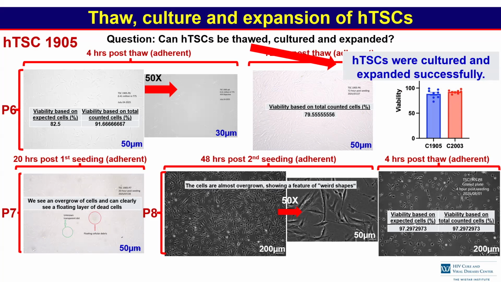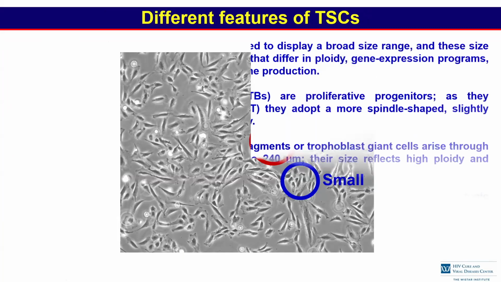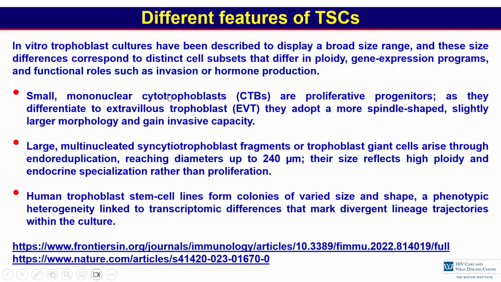One characteristic that we noticed was that when we look at the culture, we had cells that were very big and some cells that were still small. We looked a little bit in the literature, and other people have also reported different sizes of the cytotrophoblasts, small or large. Human trophoblast stem cell lines have also been reported to form colonies of different size and shape. So that's what we know so far. We would appreciate any feedback from you who are more familiar with using these cells, but this is what we saw in our hands.